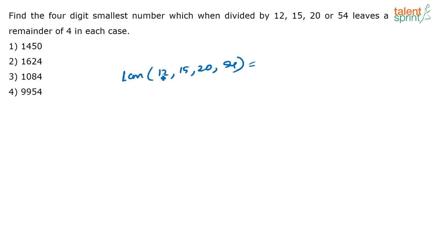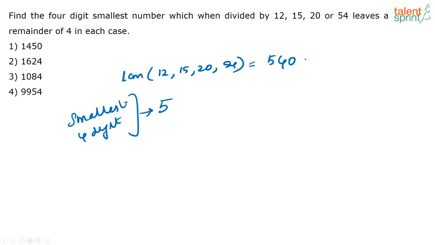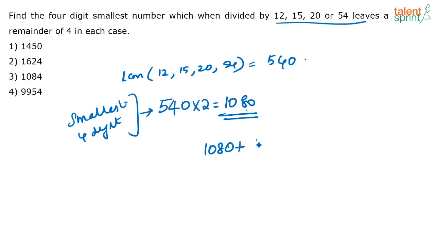Okay. So if you see, the LCM of 12, 15, 20 and 54 is going to be 540. So what is going to be the smallest 4-digit number which is divisible by all of these numbers? That is nothing but 540 into 2, that is 1080. Now this is the smallest 4-digit number divisible by all these 4 numbers. So which number will leave a remainder of 4 in each case? It is 1080 plus 4, that is 1084. Option 3.